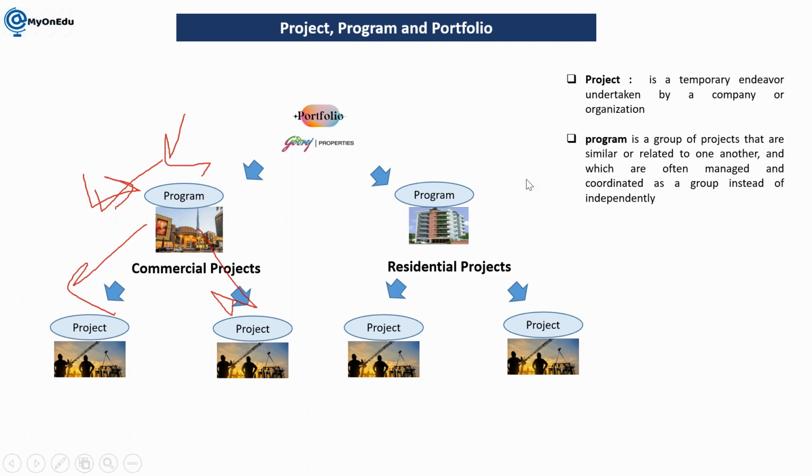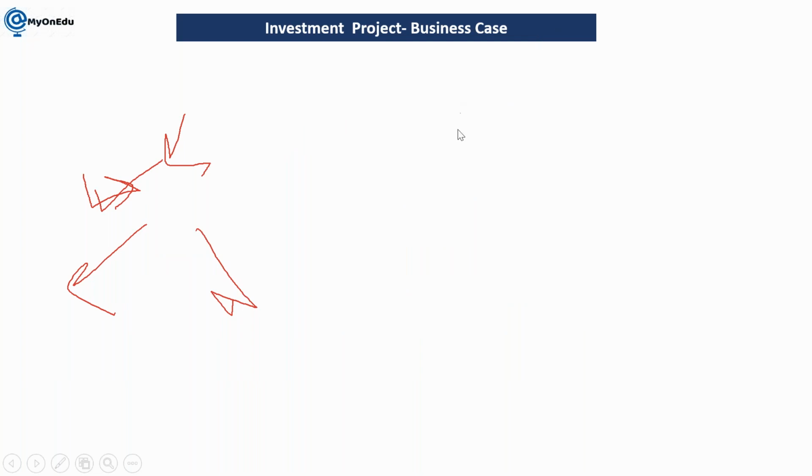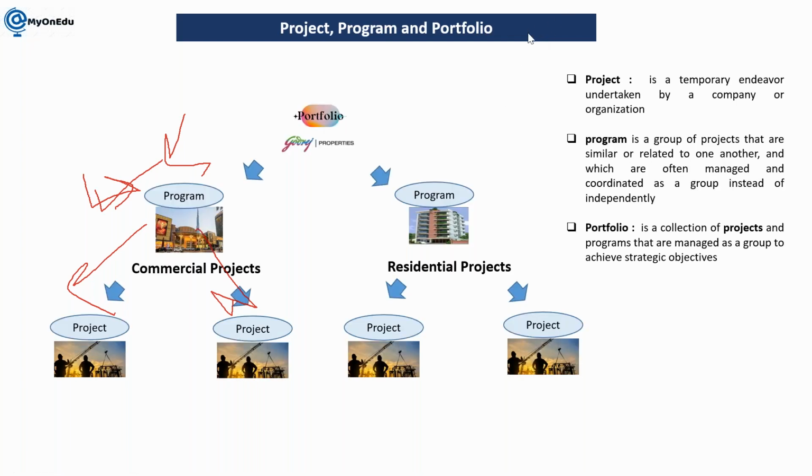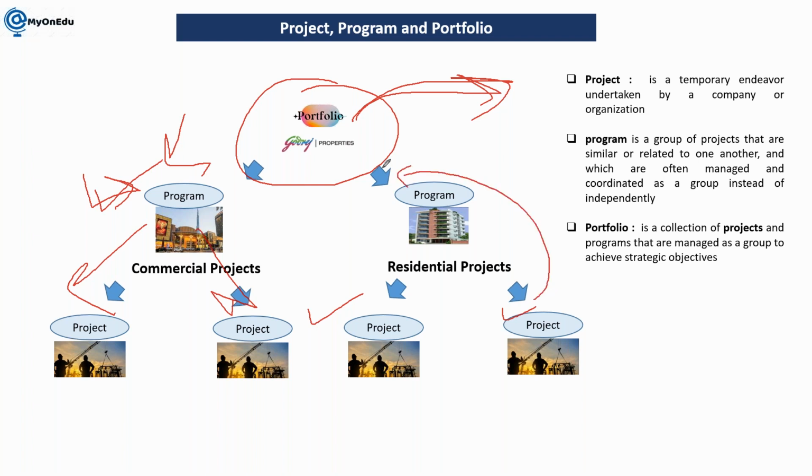The next is portfolio, which is a collection of projects and programs that are managed as a group to achieve strategic objectives. So here my objectives are going to be managed based on this portfolio. My higher management is more interested to see the progress of the portfolio. They are not going to see your individual project, what is going on, what the growth is, what the achievement is, what exactly it is helping us to reach the next level. This has to be seen by higher management at portfolio level.